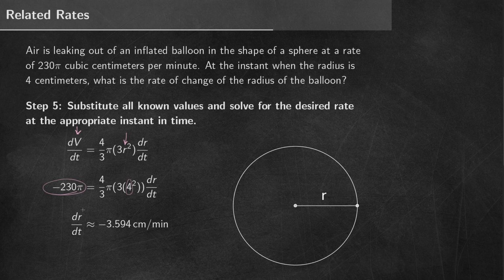We do want to pay attention to our units. So it's going to be the units for r over the units for t. r was measured in centimeters. That's the radius of our sphere that was measured in centimeters. And then t is time. That was measured in minutes. So the units on our answer, dr dt, would be centimeters per minute.